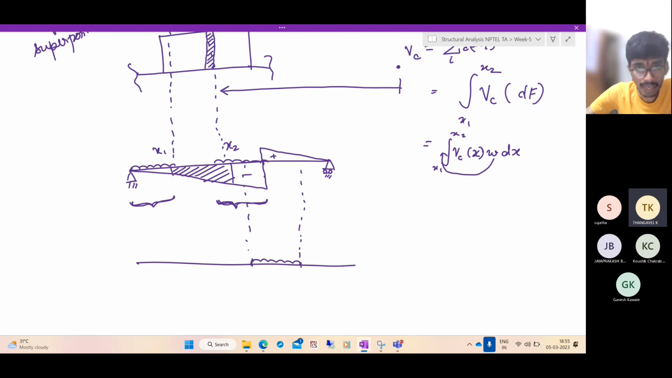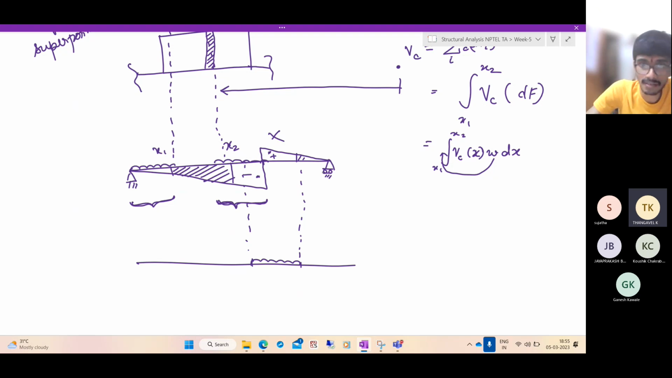What will happen if I keep it somewhere like this? This part is negative, this part is positive, so some portion of this will be cancelled by this. That's actually not the correct position to place the UDL. Again, if I keep it too much to the right side, it will be useless, because this area will be very small compared to anywhere in between.